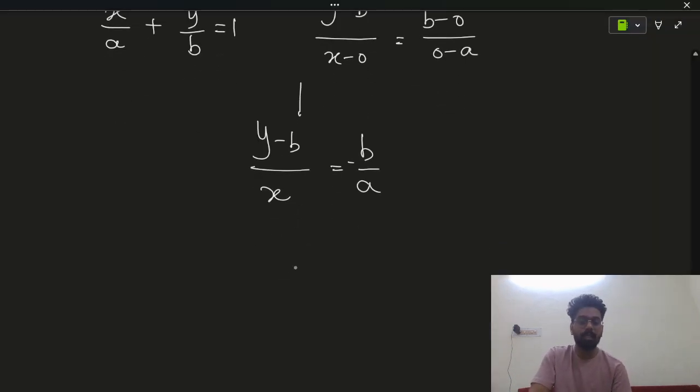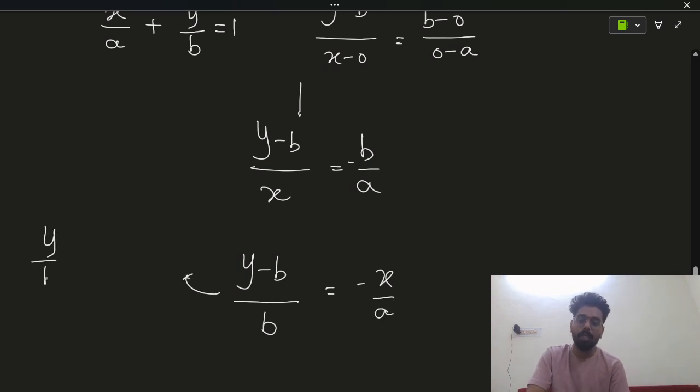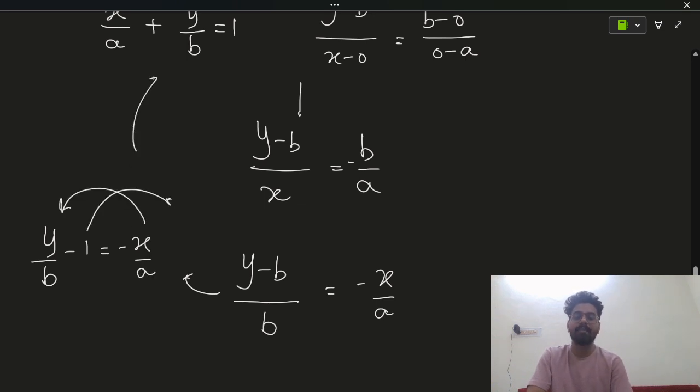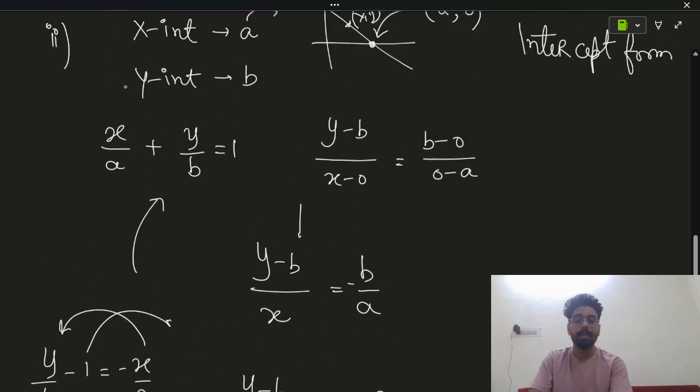You cross multiply the thing, so you will have (y minus b) upon minus b, or just write b, is equal to minus x by a. You solve this thing, you will have y upon b minus 1 is equal to minus x by a. You transfer this over here and this over here, you will get this equation. I hope this part is clear.